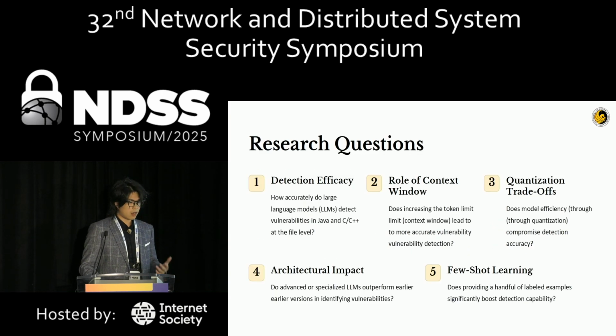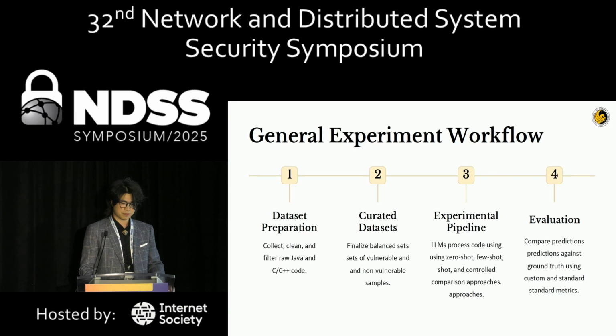These five questions guide our study. First, we measure how accurately large language models detect vulnerabilities at the file level. Secondly, we see if a bigger context window improves the result. Thirdly, we check whether quantization hurts accuracy. Fourth, we compare new model architectures to older ones, for example, LLaMA 3 compared to LLaMA 2. Finally, we see if a few labeled examples can improve detection accuracy.